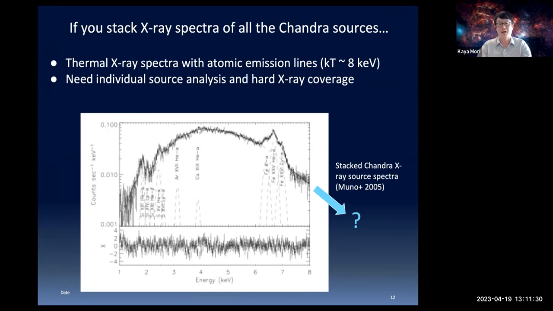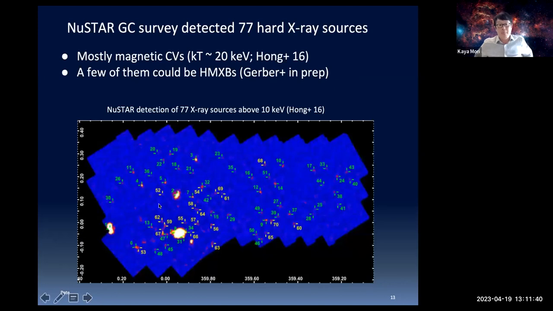And then we need hard X-ray coverage because the Chandra energy band cuts off at 8 keV. So that's where NuSTAR came in. Shortly after NuSTAR's launch, we did some baseline survey of the galactic center covering about 2/3 of the Chandra 2.8 degree region. The other 1/3 was not really observable because we have a higher stray light background, but otherwise NuSTAR detected 77 hard X-ray sources above 10 keV. This is one of the NuSTAR baseline papers written by Hong. Maybe he's in the audience today.